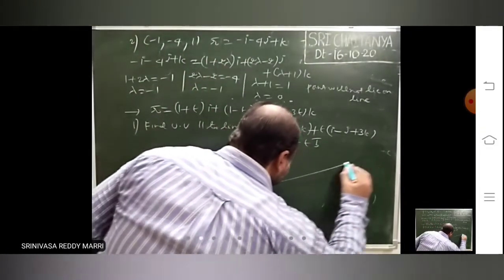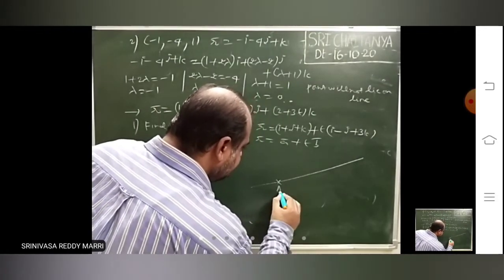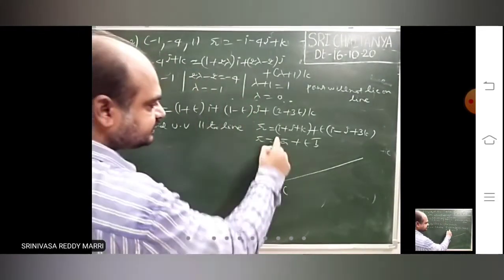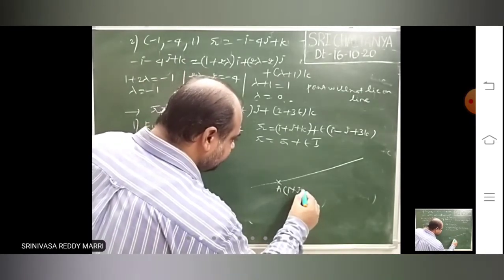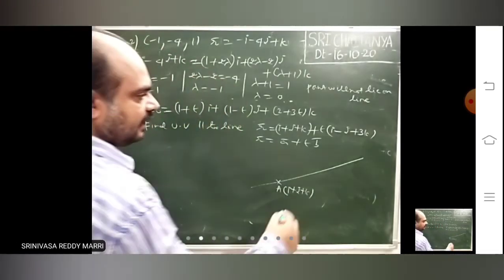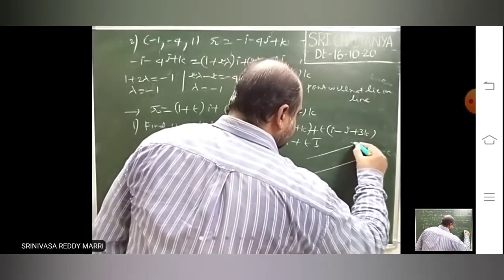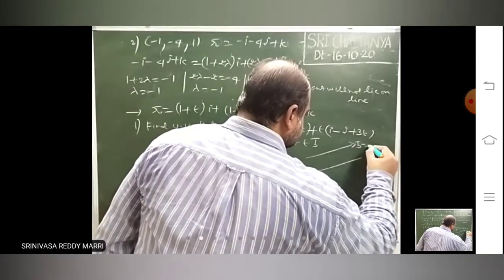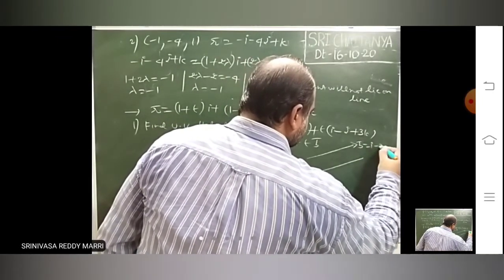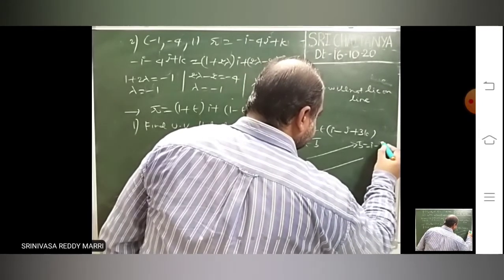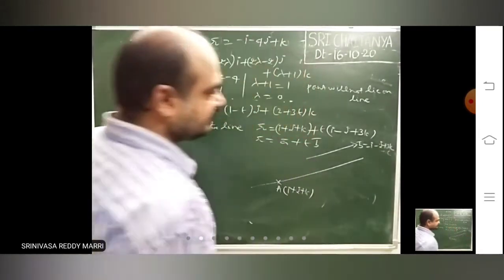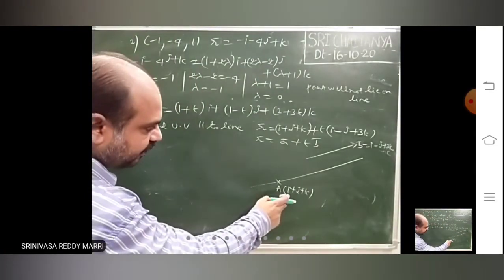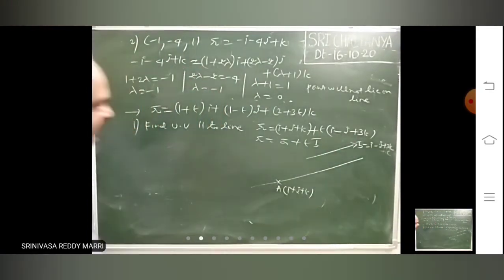That means this line is like this. This line passes through the point whose position vector is like this, and it will be parallel to the vector b bar equals i minus j plus 3k. This is passing through this point whose position vector is this, and parallel to b bar.